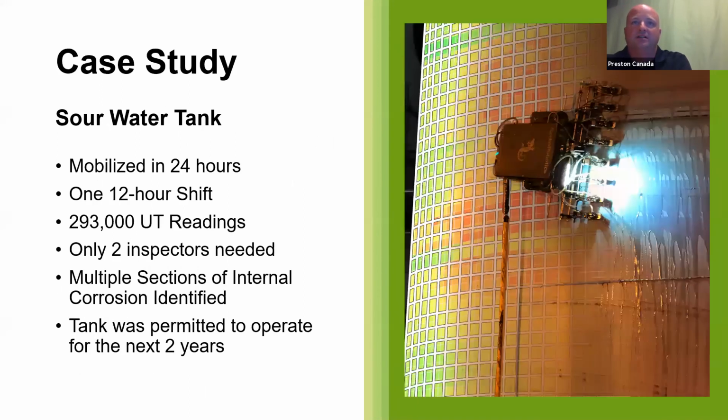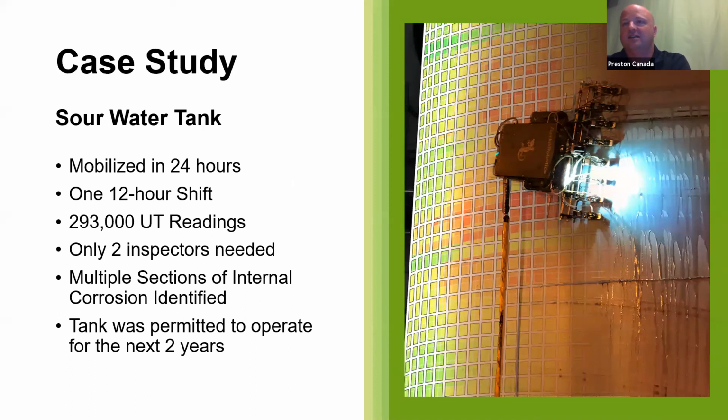Sour water tank. We mobilized in 24 hours. This was an emergency job. We completed it in 1 shift. We almost got 300,000 readings on this one. Only 2 inspectors needed. Multiple sections of internal corrosion were identified. The tank was permitted to operate for the next 2 years. That was the goal of this inspection.